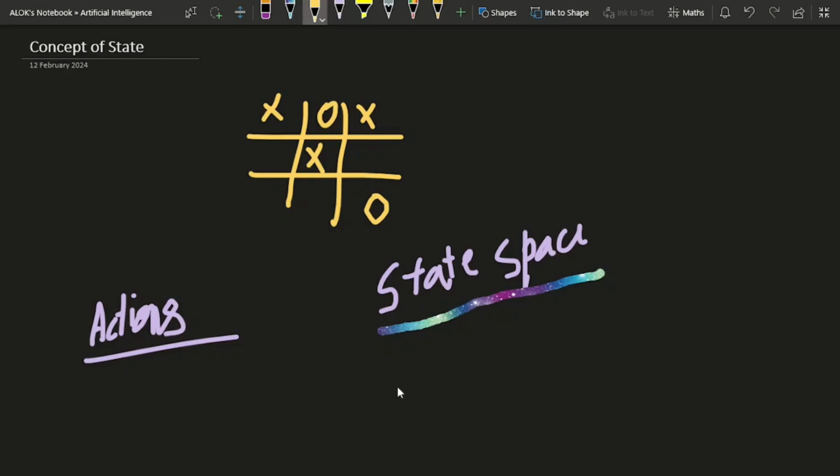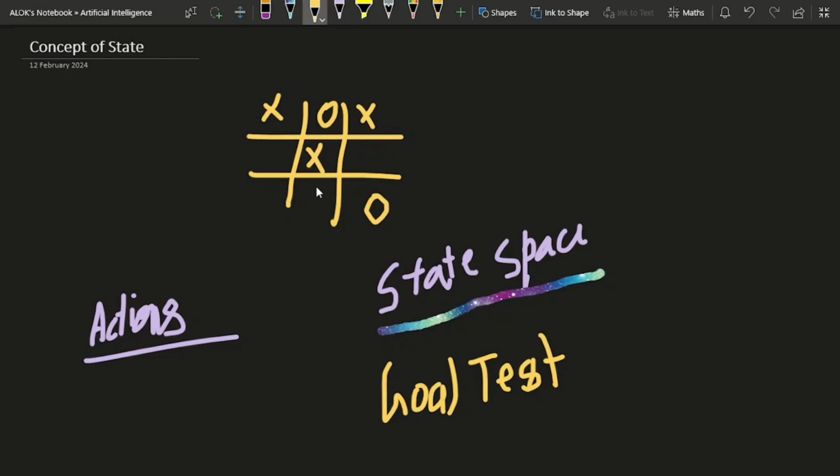One more term that we should note is goal test. So what is a goal test? In a goal test, we check whether a given state is a goal state or not. Suppose, let's take an example of this state. Is this the goal state? Means, is it the end of this tic-tac-toe? Definitely, it's not the end. So this state does not satisfy the goal test.